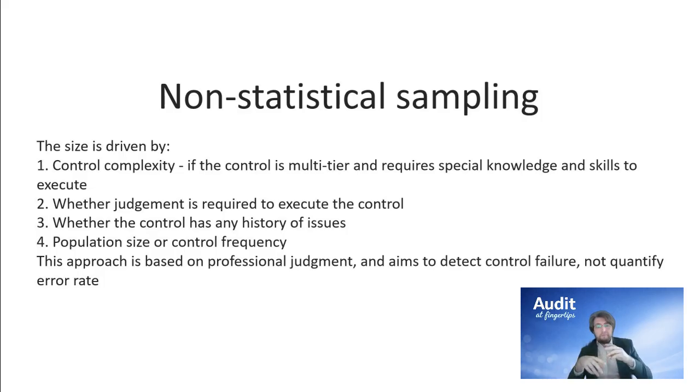Now, do we have any history of issues for a specific control, right? So you may have had issues in the last audit 2 years ago. Issues were fixed. However, you think, okay, I probably need to sample more to get more assurance on the testing results. And the final point is the population size or control frequency.